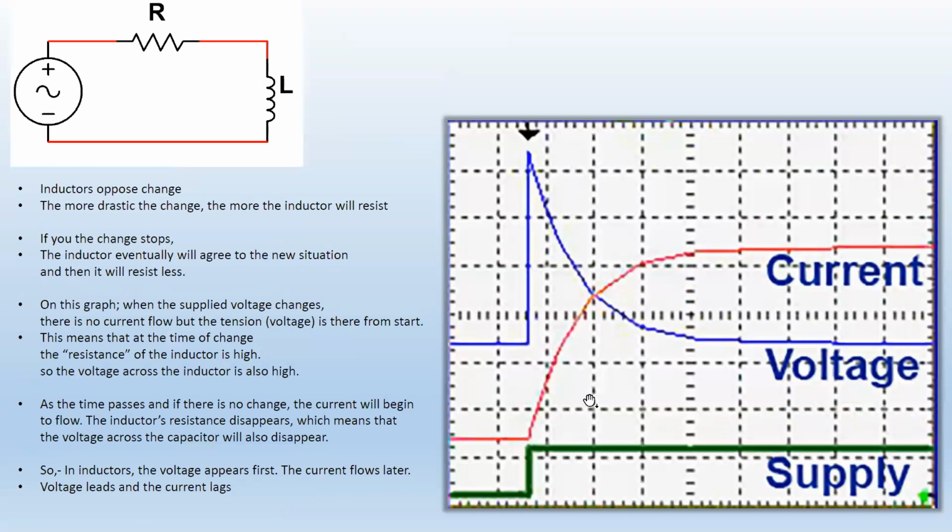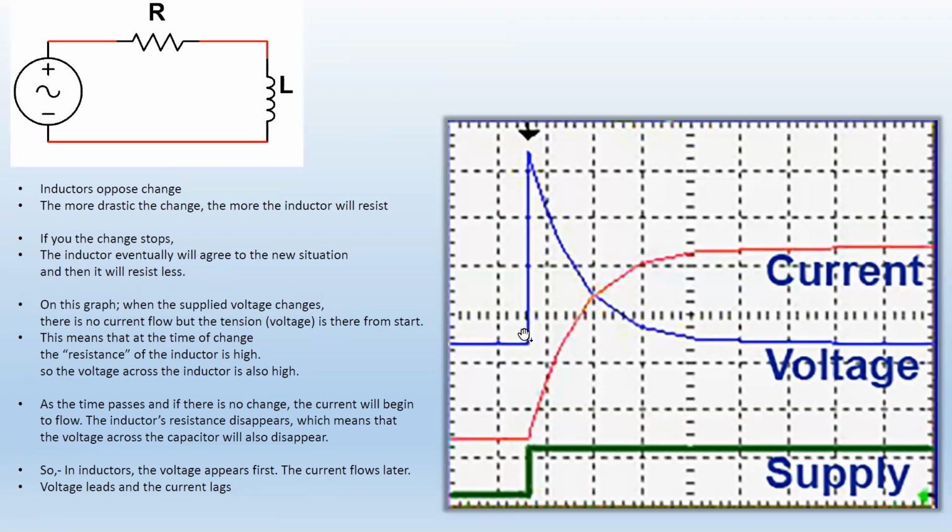All right, here's the zoomed in situation. So here is the power supply. No change, no change. It's just sitting at 0. Boom, it changes all of a sudden with a huge change. And the coil is going to say, no, no, no, I don't like it. I don't like it.